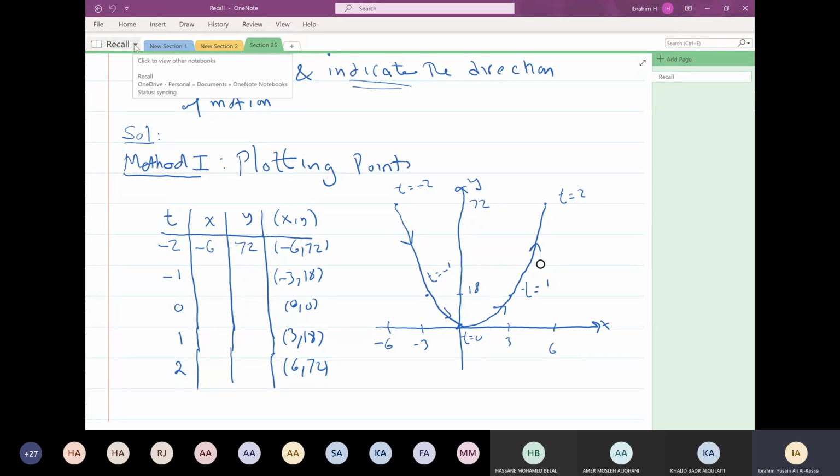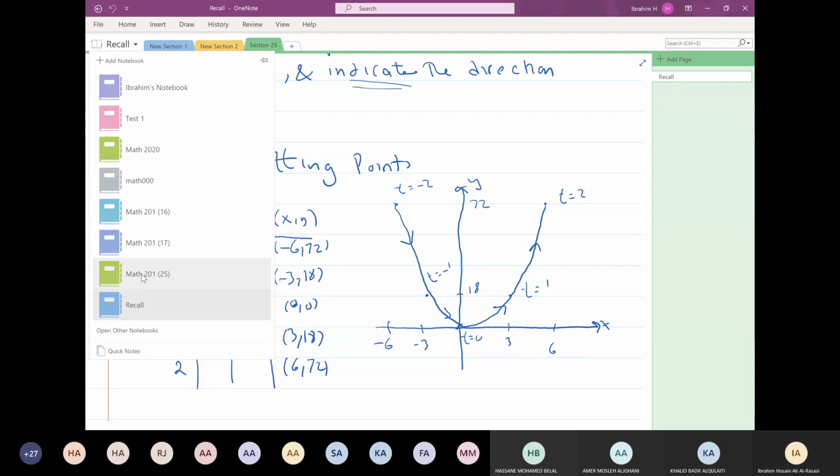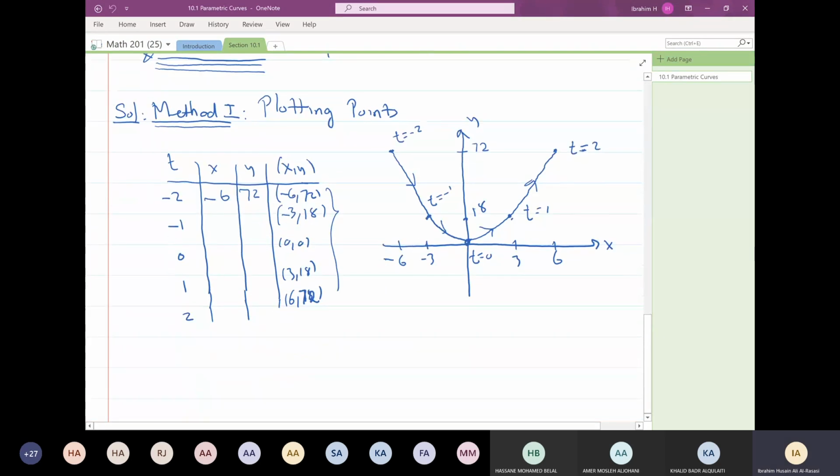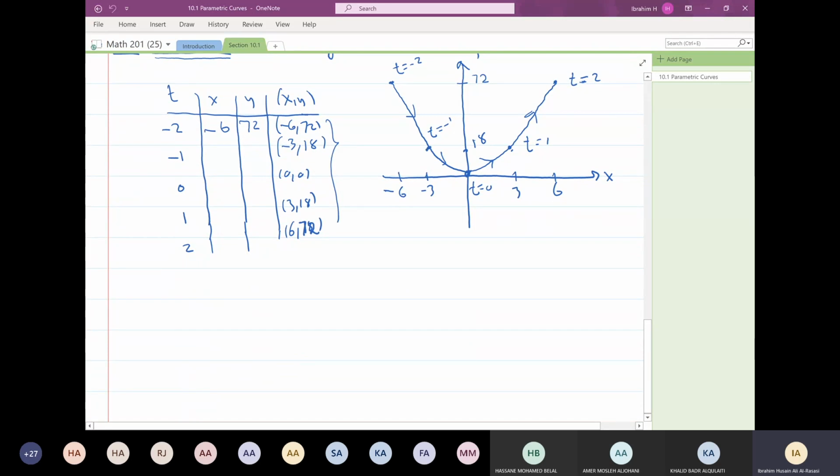Now we go to the second method. So this is last time. Now method 2. You have to pay attention to it because this is the main method that we'll concentrate on. Method 2, which is more accurate than method 1, is based on changing to a Cartesian equation.